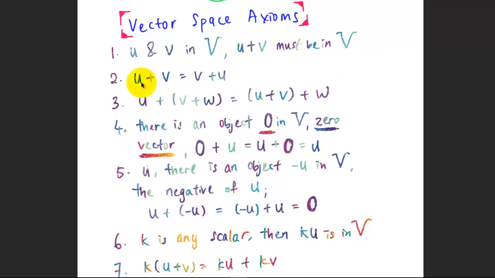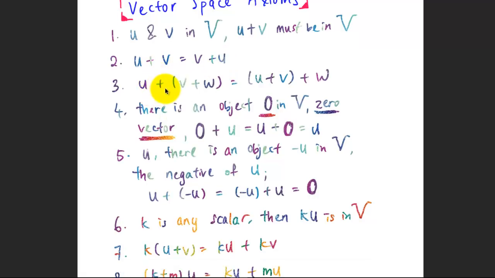The second axiom is that the addition of two members or two objects here must be the same even though you reverse the sequence. So 1 plus 3 equals 3 plus 1. And the third one is a similar one, 1 plus 2 plus 3. You can compute the operation within the bracket, or you can adjust it, u plus v, so 1 plus 3 plus 4. You should get the equivalent answer for the left hand side and the right hand side.